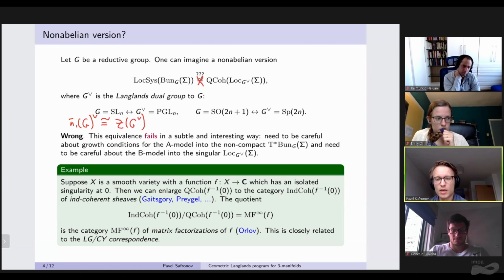Okay, but before I state a fairly precise mathematical conjecture, I want to go back to physics and explain how these kinds of equivalences arise in physics.